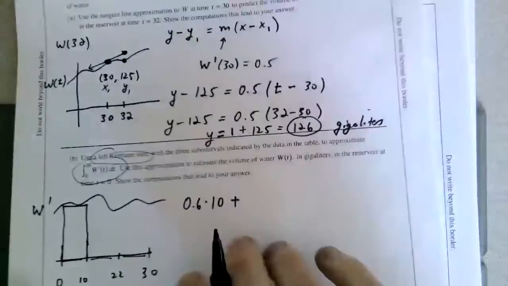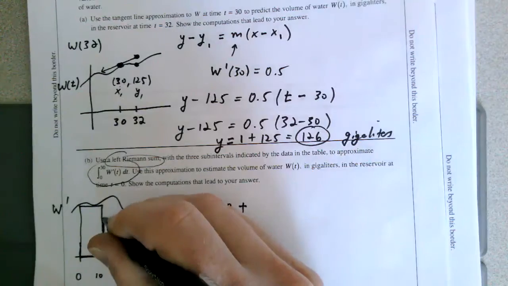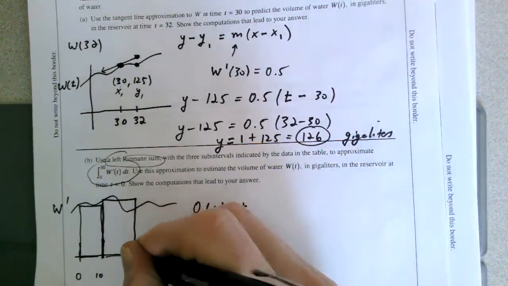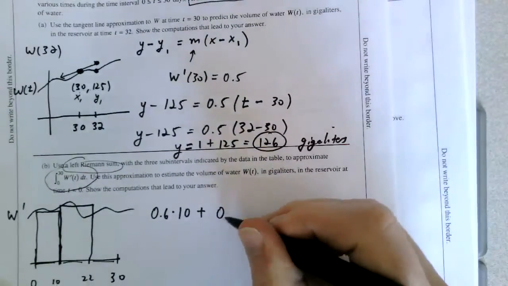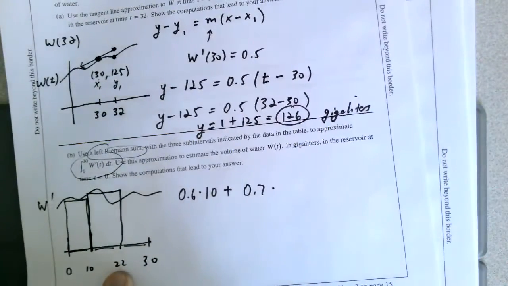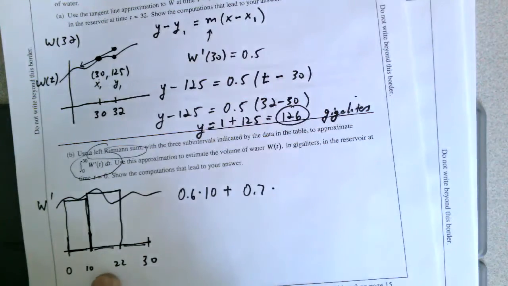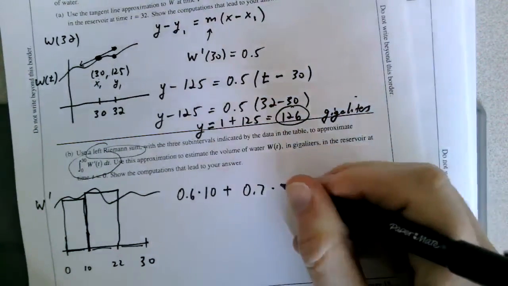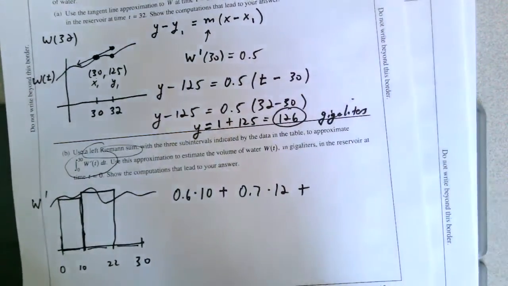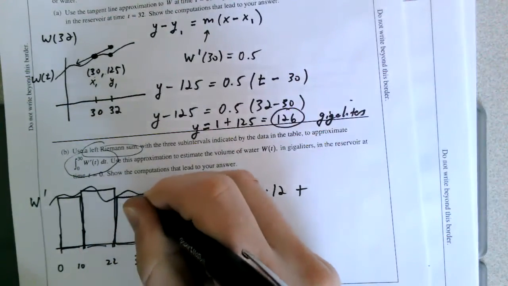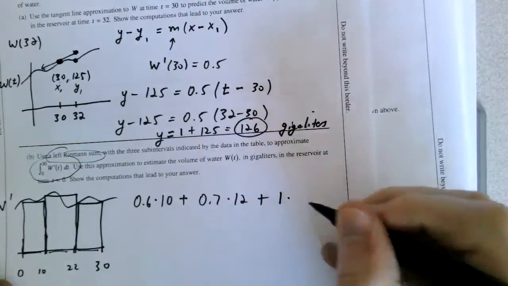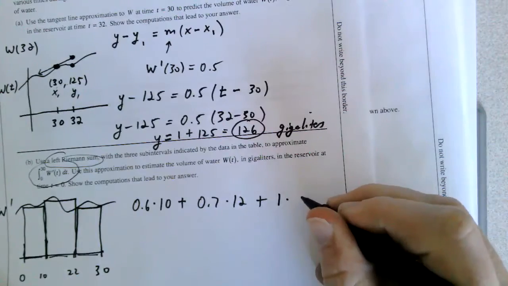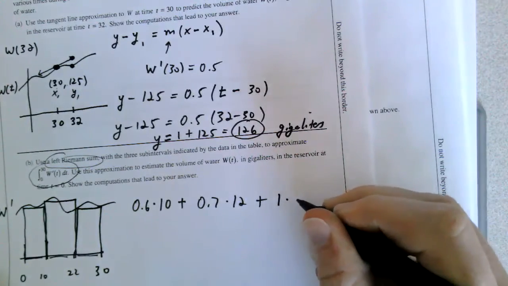Plus, then you've got another rectangle here. Its height is determined by the value of the function at 10, which is 0.7. So that would be 0.7 times the width of this subinterval. Be careful, the subintervals are not equally sized in width. So this is actually 12 units wide. Plus this last subinterval, it's determined by the value of the function at 22, which is 1. So that's 1 times the subinterval width, which is 8.